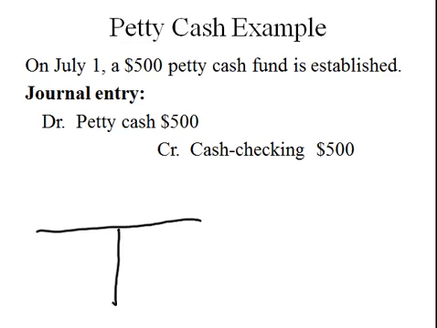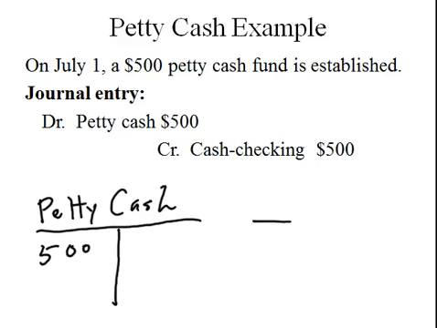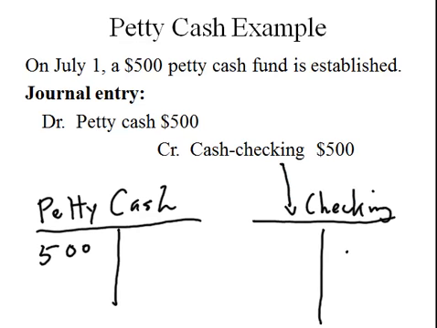We're going to create a new account called petty cash for currency that we will keep on hand, and we will reduce our checking account by the $500 that we withdraw. Notice that the overall change in cash is zero. We're simply taking cash from checking and transferring it into currency that we will keep on hand. Our balance sheet value of cash does not change.